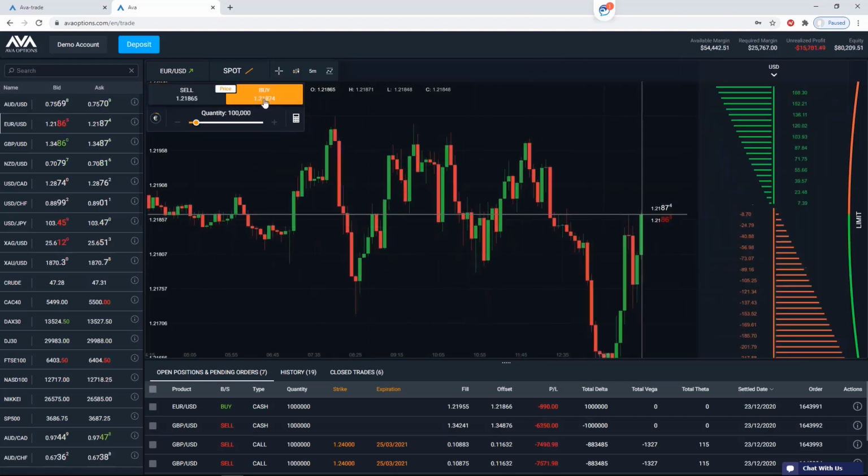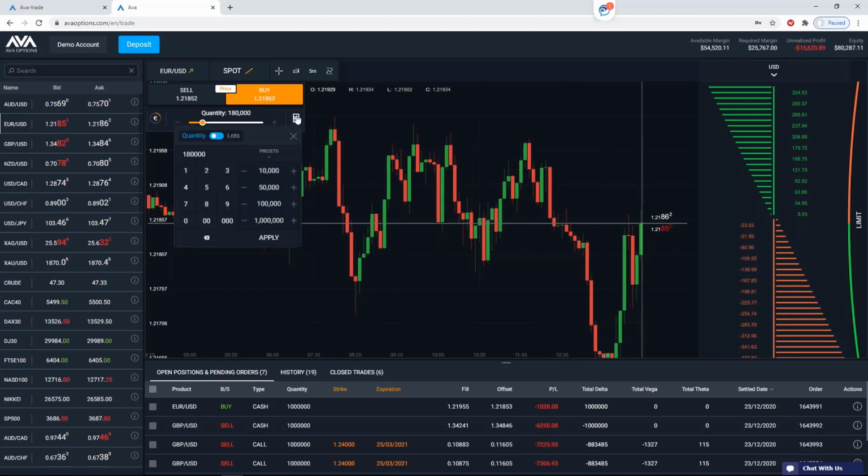I can change the size of the trade either by dragging this slider to the right, minimum of 10,000. At the moment, the maximum size of a trade is 1 million in the web trader, just because it's a new platform. We'll expand that in January. You can also click the calculator and use these pluses and minuses to change the size of your trade however you like. So 100,000, 200,000, 300,000, etc.